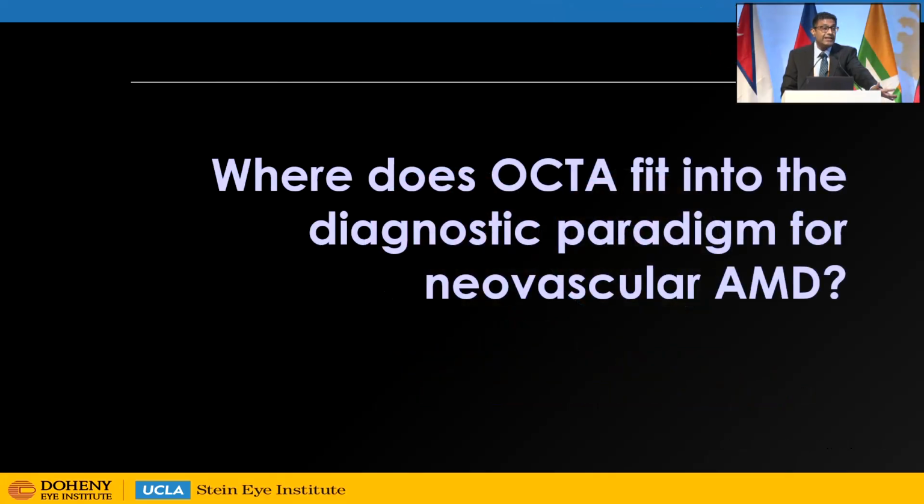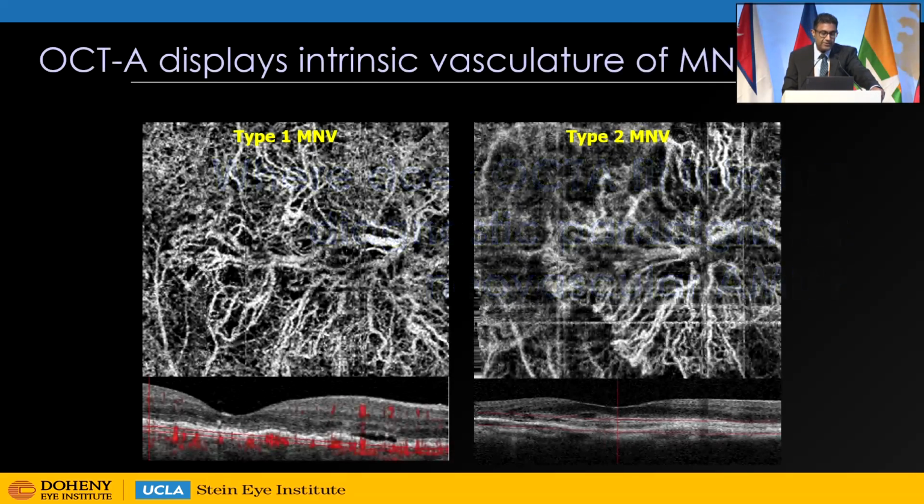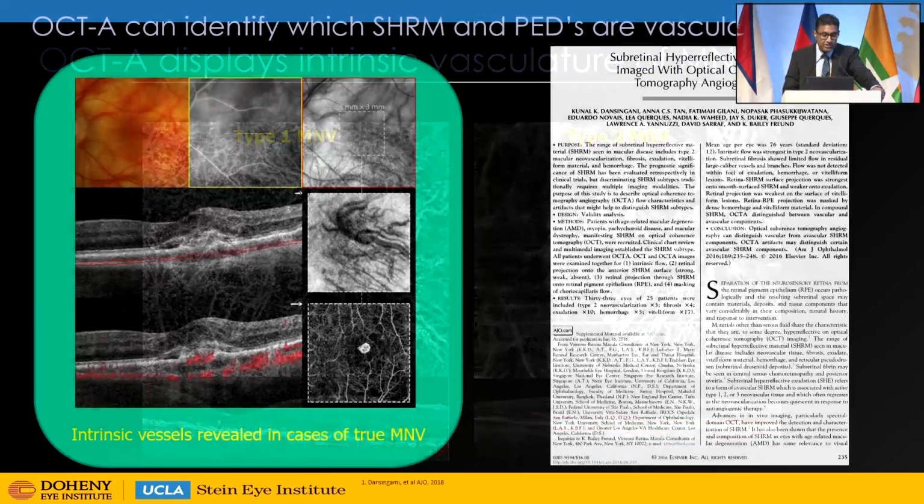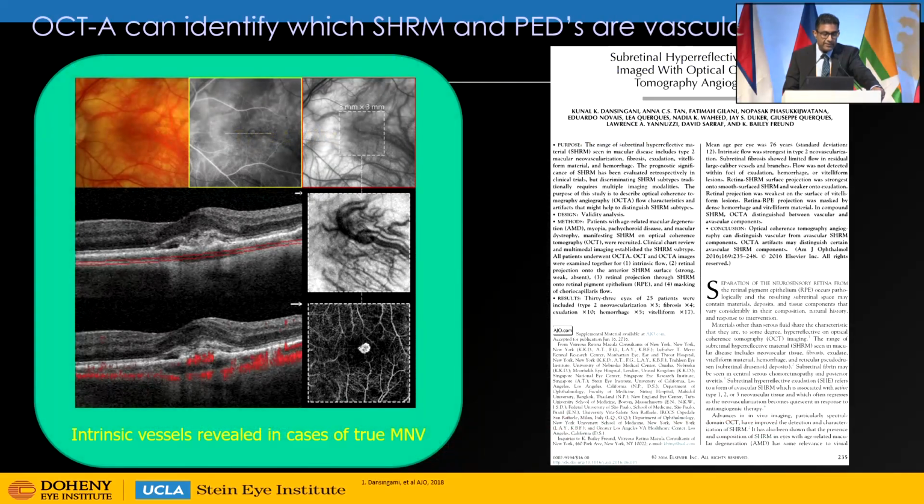So far I haven't said anything about OCT angiography. So where does it fit into the diagnostic paradigm for neovascular AMD? We certainly know that OCTA can do a brilliant job of displaying the intrinsic vasculature of these, especially type 1 and type 2 lesions. There's no question it can be quite effective in that regard.